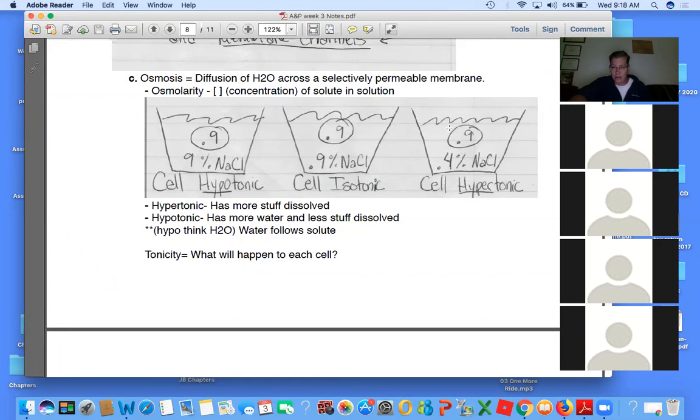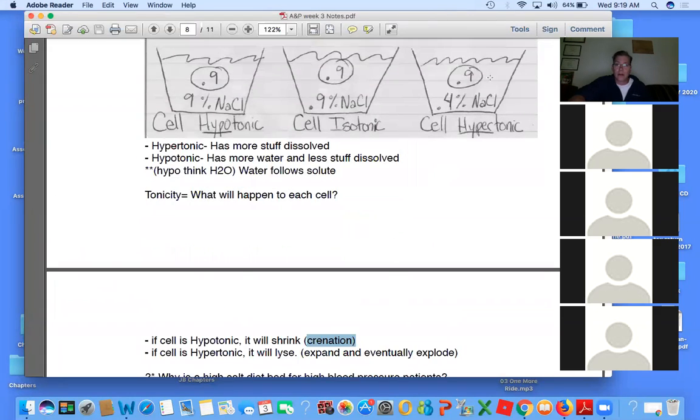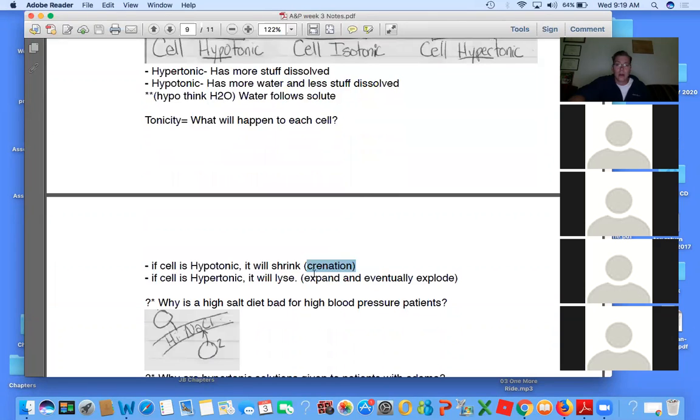Hypertonic means you have a lot of stuff dissolved. Hypertonicity, right? So this cell has a lot dissolved inside, you see the cursor, and less dissolved on the outside. So salt will leave and go to the outside, but water will go from the beaker into the cell and make it blow up, all right? Because water follows solute. It's a lot of solute or salt inside the cell, and so water will cause the cell to expand and eventually explode.